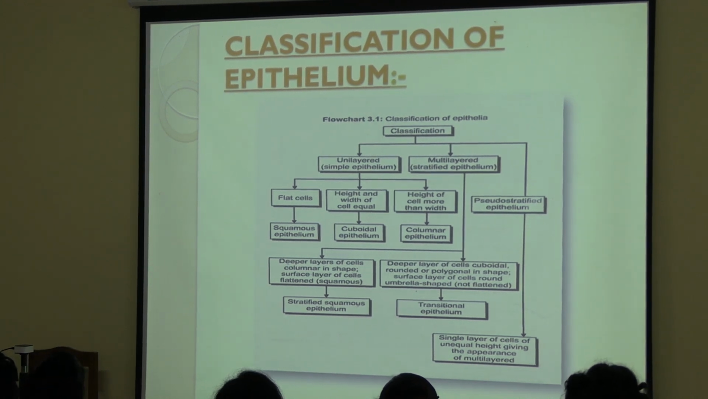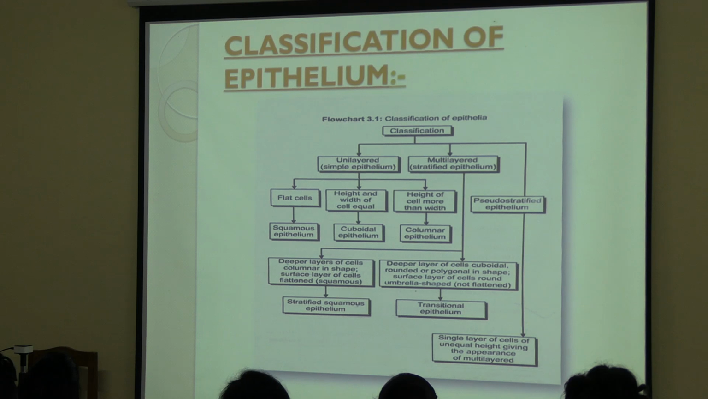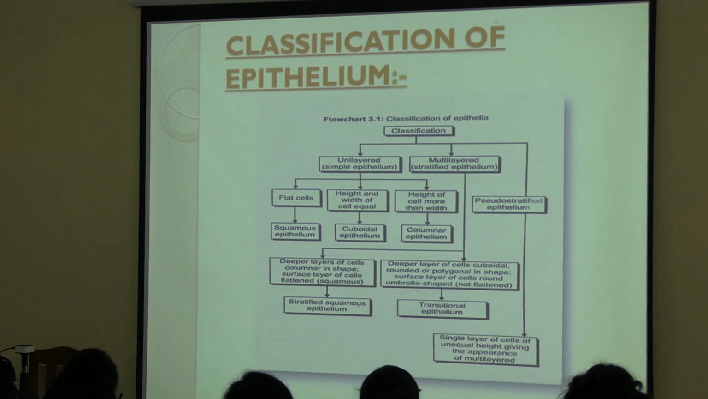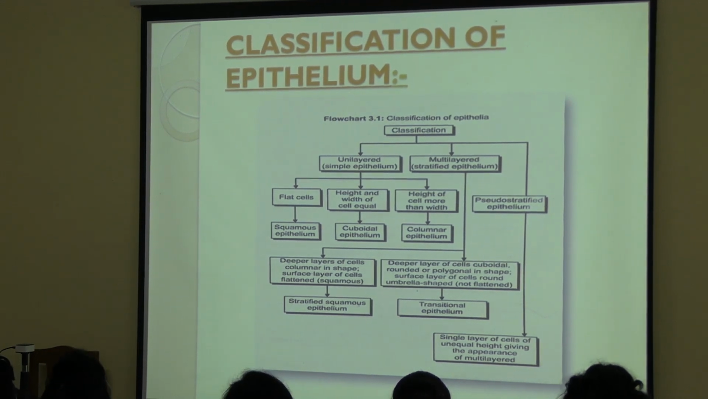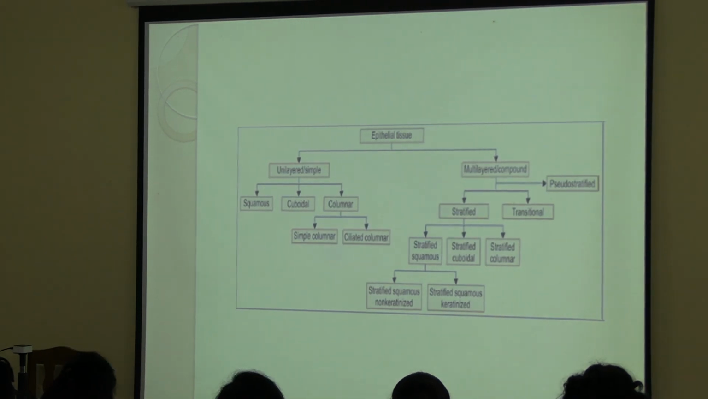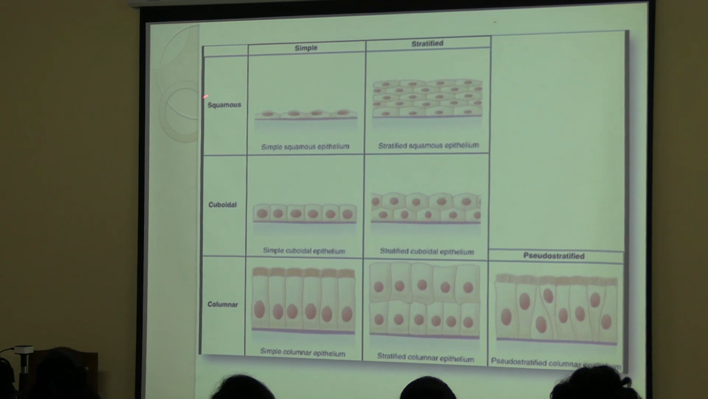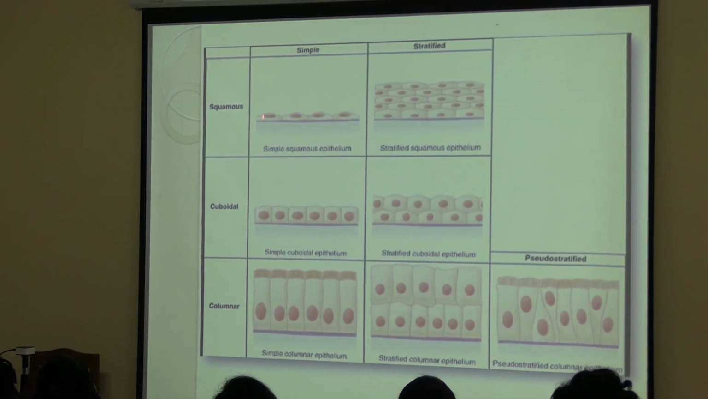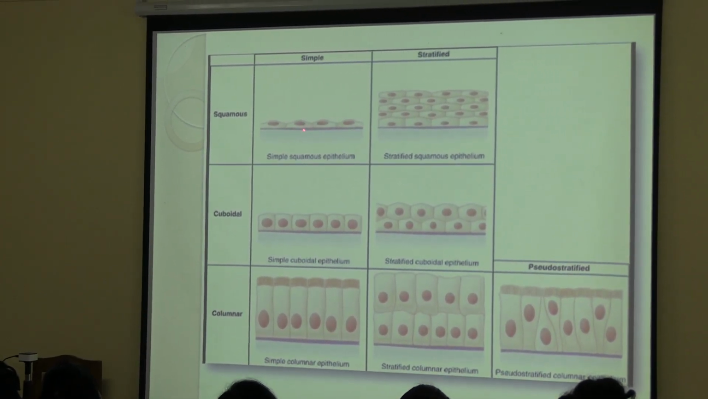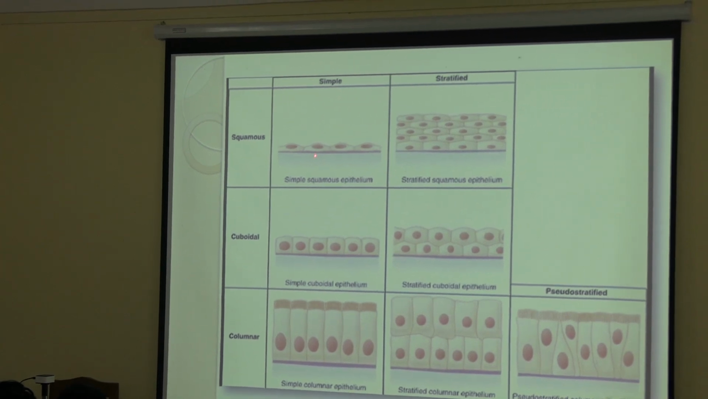And pseudostratified. Pseudo means false. So it will appear that it is stratified or multi-layered, but actually it is not. The nuclei are at different levels, and also all the cells will not reach up to the surface level. That's why it will give a false appearance of stratified. See, this is squamous, simple squamous because unilayered and the cells are flattened. You can see? What is this?